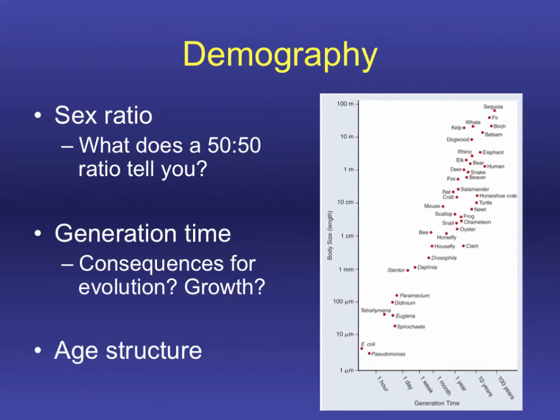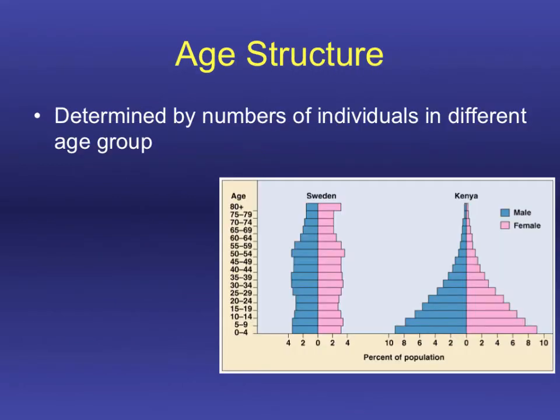We can also look at age structure. So is a population relatively young? Is it relatively old? Is it more or less flat, with more or less the same number of old and young individuals as well as those in the middle? That's another factor that will tell us something about our population too.